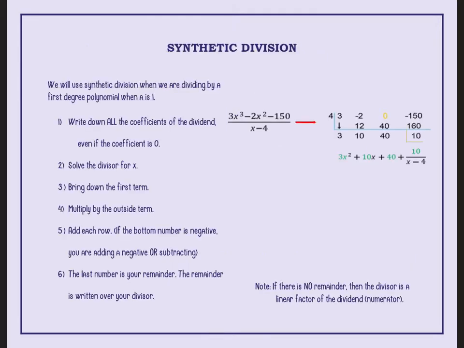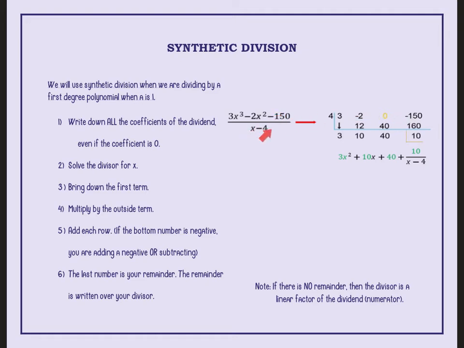So here are all the rules for synthetic division, and I'm going to quickly read through them before I do some sample problems. We are going to use synthetic division when we are dividing by a first degree polynomial when a is 1. A can be greater than 1. We aren't going to practice that in this video, but this has to be linear down here. We look at our numerator, which is called our dividend, and we put 3, -2. We're missing 0x, so we put 0, it's yellow right here, and the -150.